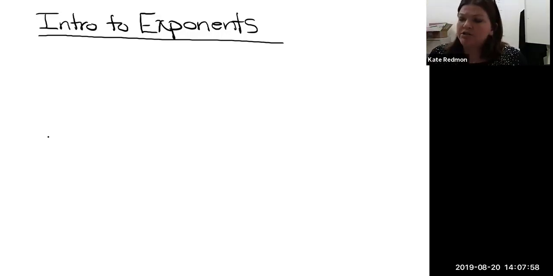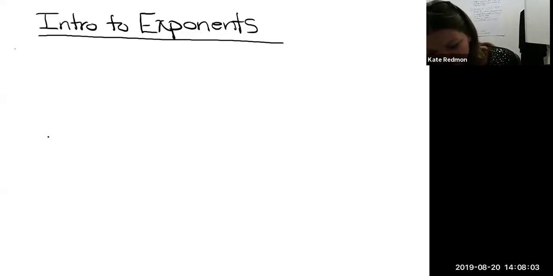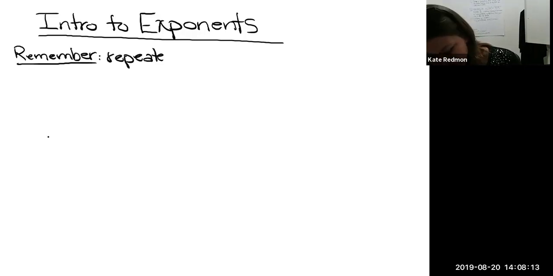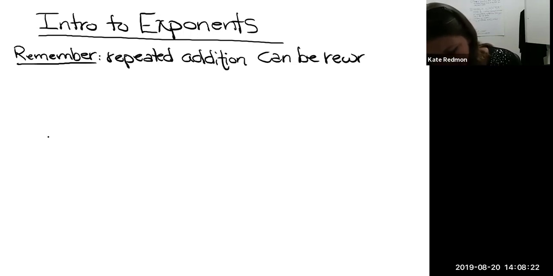The first thing I want to do with this lesson is to link it to something that we already remember. So I'd like you guys to remember that repeated addition can be rewritten as multiplication. This is something we talked about last class, that one way to think about multiplication was as repeated addition. Let me give you an example of what I mean.